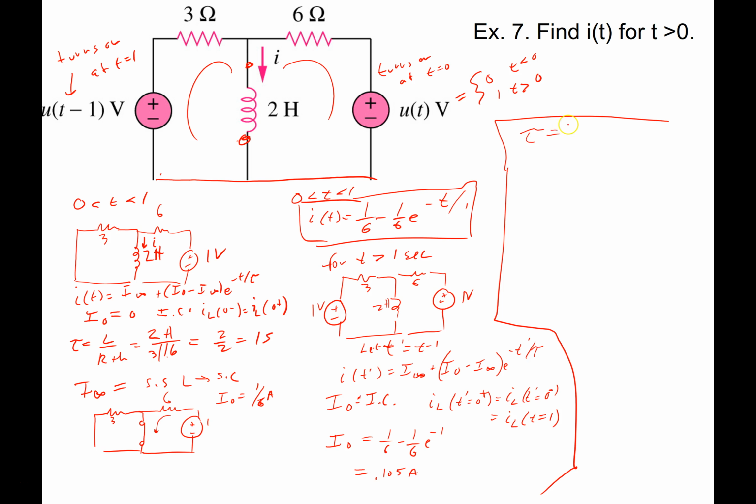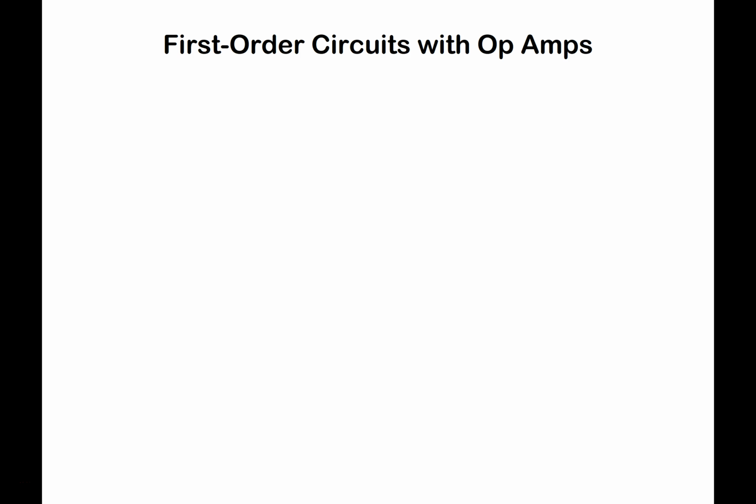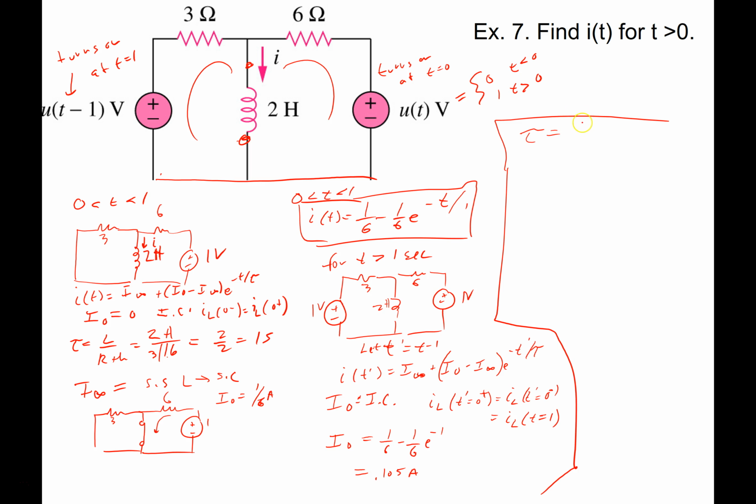So the tau in this time domain, thank you very much, is L over R Thevenin. Shouldn't it be the same tau? Yep, it's the same. Same R Thevenin, same inductance. I infinity will not be the same though. This is again our steady state condition at infinity where the inductor again equals a short circuit.